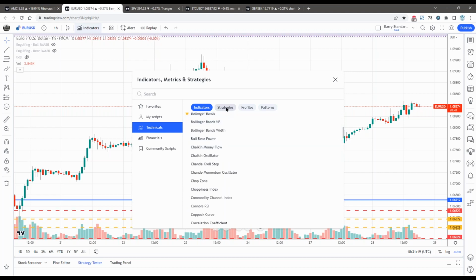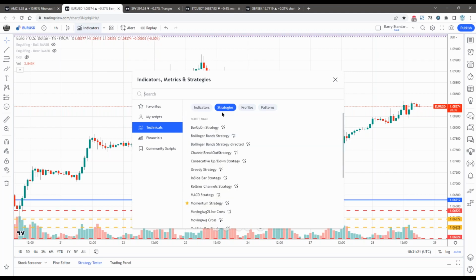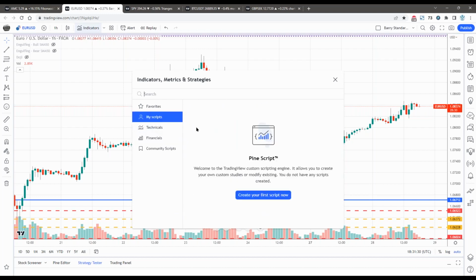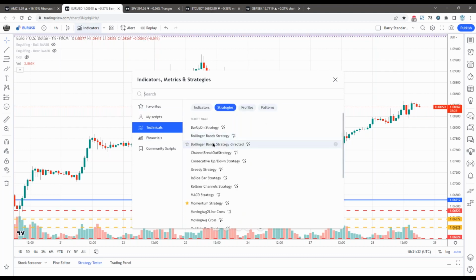I'm sorry, they keep changing everything around here. TradingView keeps changing everything. Almost, they're at the point where they're changing things daily. I have no idea where to find things anymore.